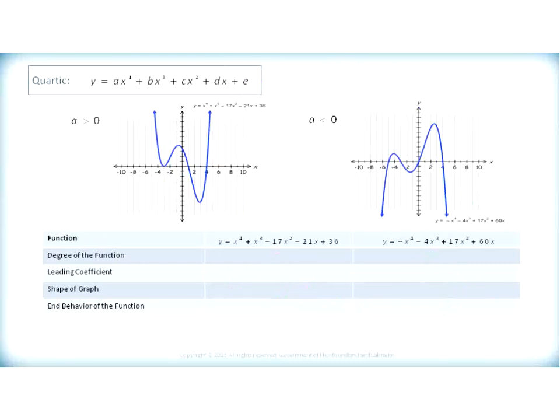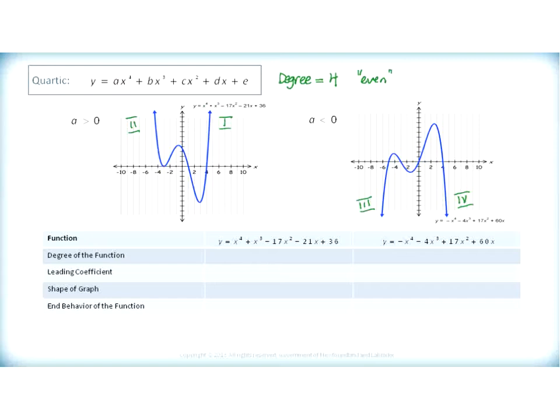To continue, we have the quartic polynomial. So the quartic function is of the form y equals ax to the 4 plus bx cubed plus cx squared plus dx plus e. The highest power of x is 4, so we say that the quartic function is of degree 4, which is again an even function. Two examples, one where a is greater than 0. Note that the graph extends from quadrant 1 up into quadrant 2. When a is less than 0, the graph extends into quadrant 3 and into quadrant 4.